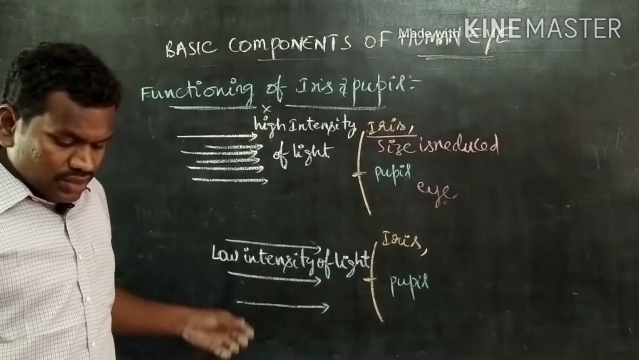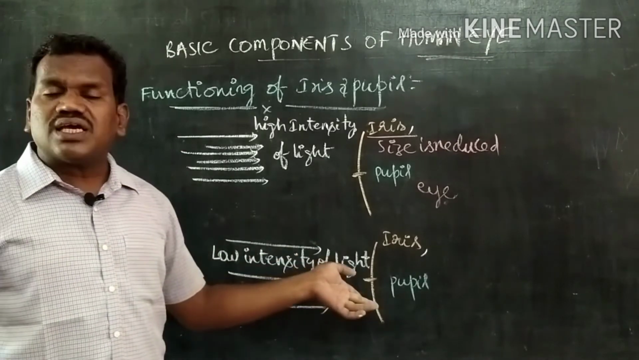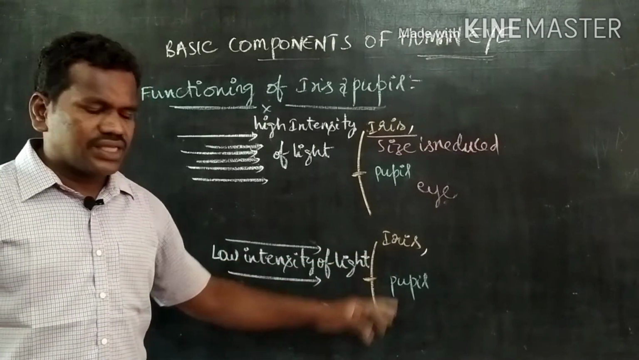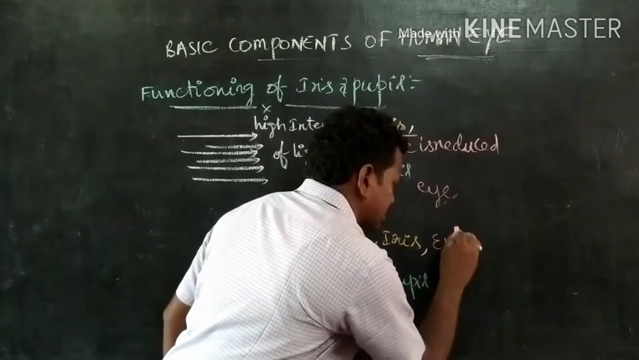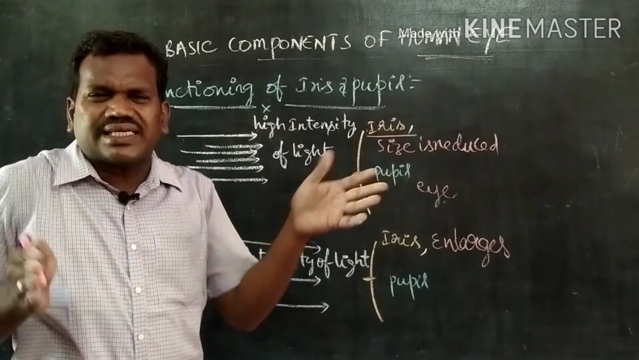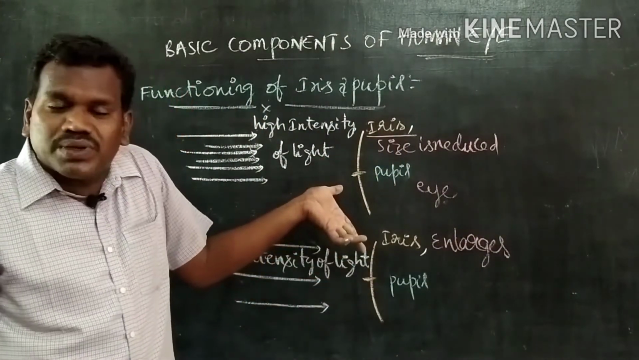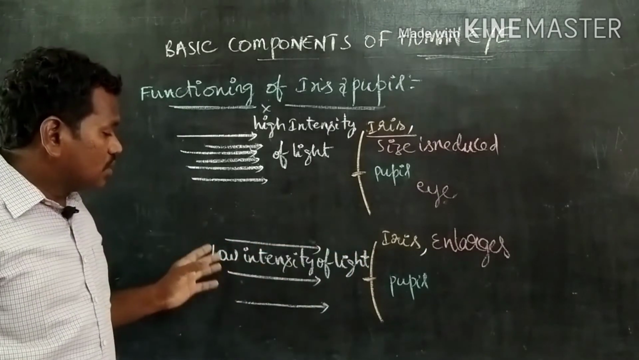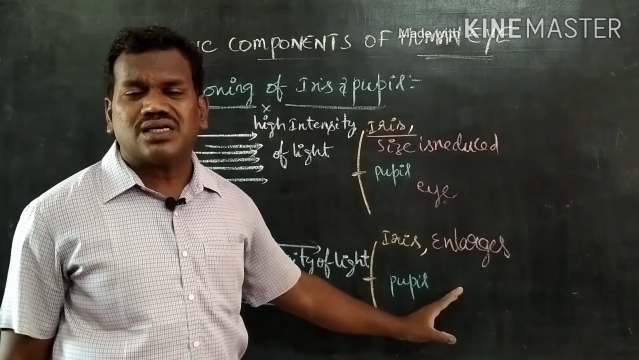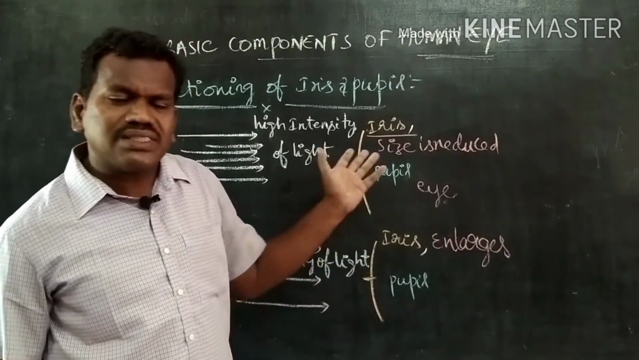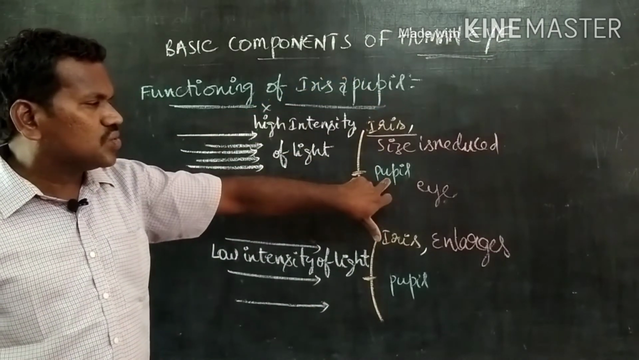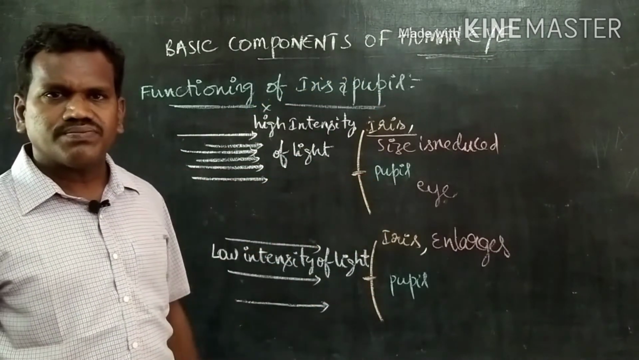For example, if the intensity of the light that falls on the eye is low, what happens? The iris enlarges. Whenever the iris is expanded, the size of the pupil will increase. Then more light will enter into the eye. From this explanation, what we can understand is that the iris is controlling the size of the pupil.